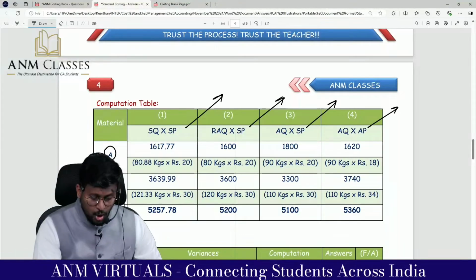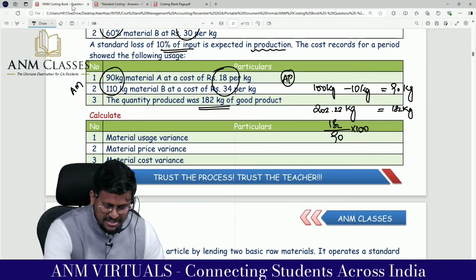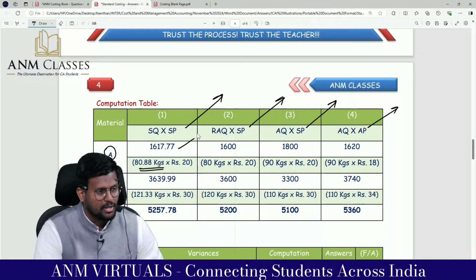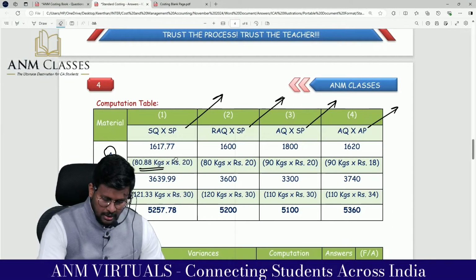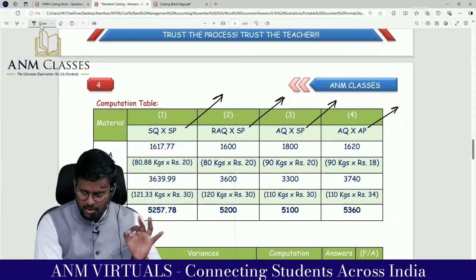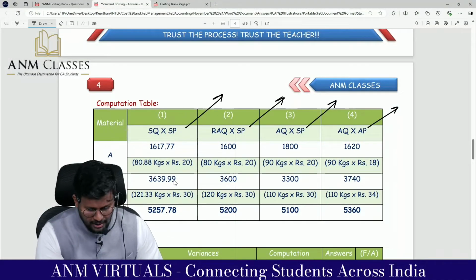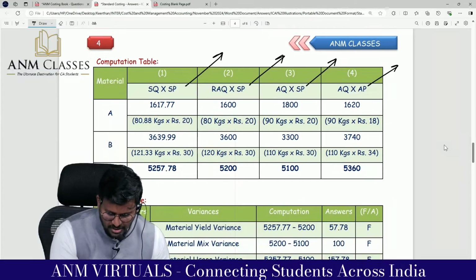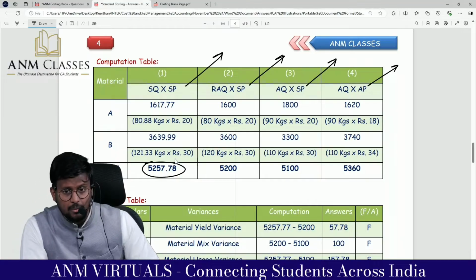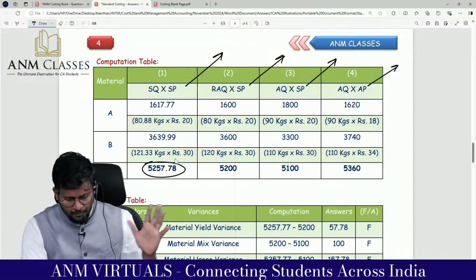Raw material A standard quantity 80.88 into the standard price of 20 is 1617.77. Next, the standard quantity of B is 121.33 into the standard price of 30, giving 3639.99. Total put together, 3639.99 plus 1617.77 comes to 5257.78. 5257.78 is the standard cost.